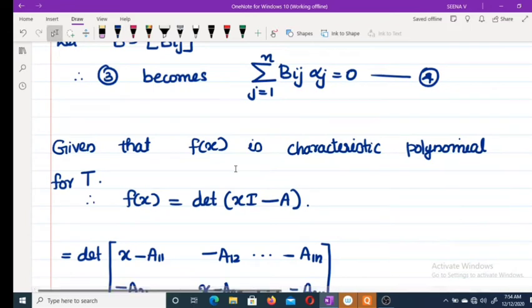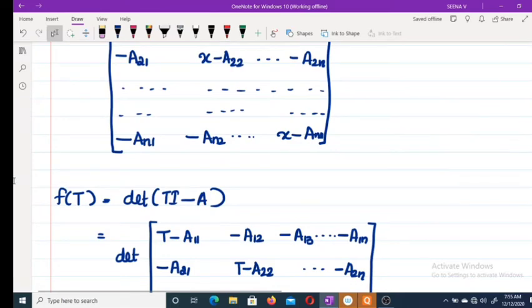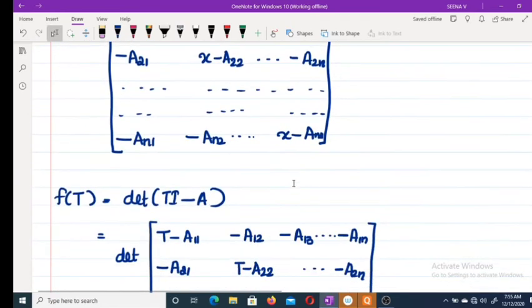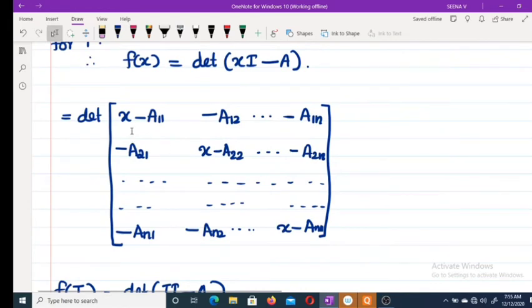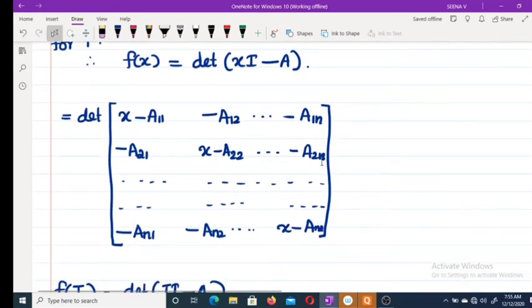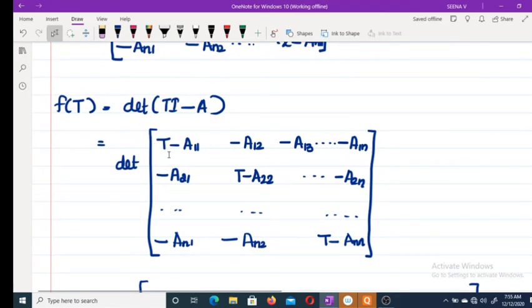Given that f(x) is the characteristic polynomial for T, f(x) equals determinant of xI minus A. Now f(T) equals determinant of TI minus A. If you look at the determinant, it has x minus a_11, minus a_12, etc., minus a_1n, minus a_21, x minus a_22, etc., minus a_2n, etc. So if you consider T, we replace x by T.